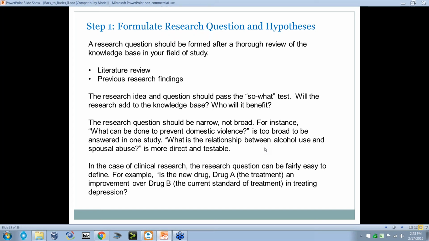You can test that. In the case of clinical research, the research question can be a lot easier to define in a lot of ways. For example, one we're going to look at today is the new drug. Maybe we developed a new drug, right? We're going to call it drug A. That's our treatment. Is it an improvement over drug B, which is the current standard of treatment? It's the current treatment that everybody's getting in treating depression. It's a depression drug. So we want to know if our drug, drug A, is better than the standard that's currently being used by everybody or most people to treat depression.